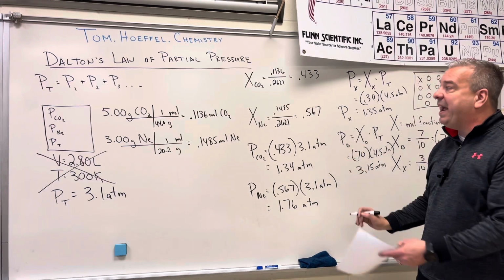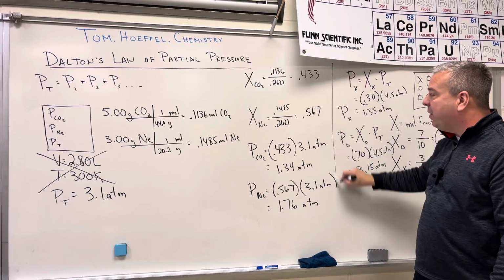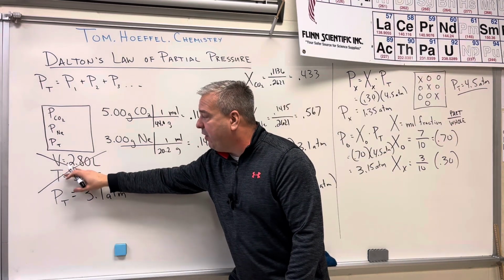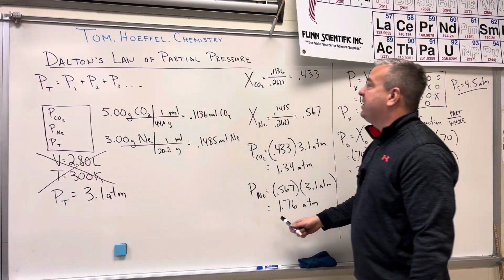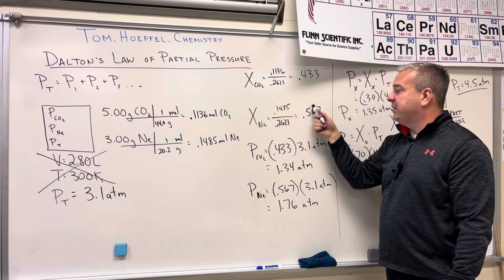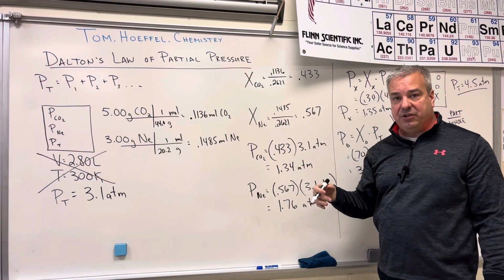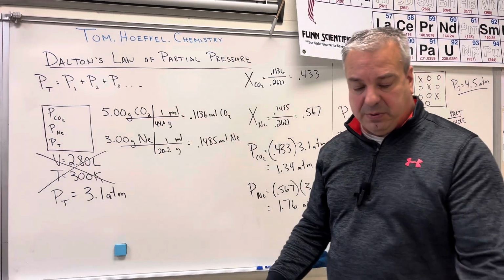So this is a way that you can figure out partial pressures without ever having volume and temperature. You're just going to have to use mole fractions, okay? And then you're multiplying those mole fractions by the total pressure in order to get your partial pressures, okay?